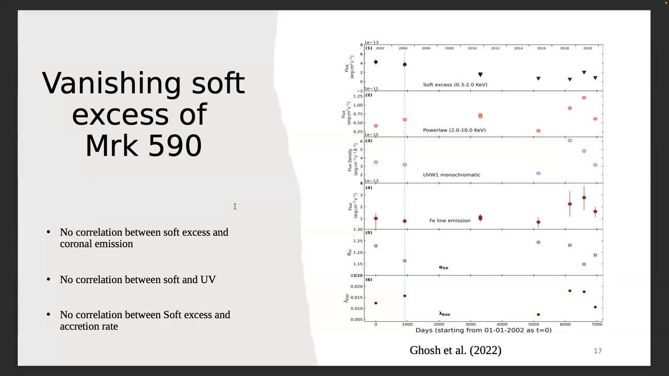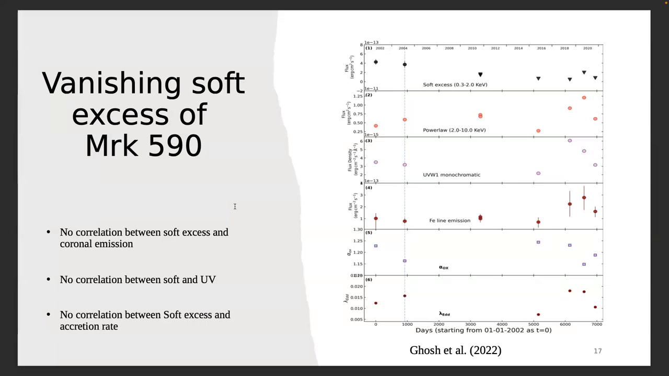And as you can see here, there is no correlation with the soft X-rays. Now, as I mentioned, there are two scenarios that explain this soft X-ray emission. One of them is reflection, and the other one is the two corona or optically thick corona model. If these two scenarios are true, then we expect a correlation between the soft X-ray and the power law, because the power law is illuminating the ionized accretion disk. So there must be some correlation between the power law and the soft X-ray part, right?